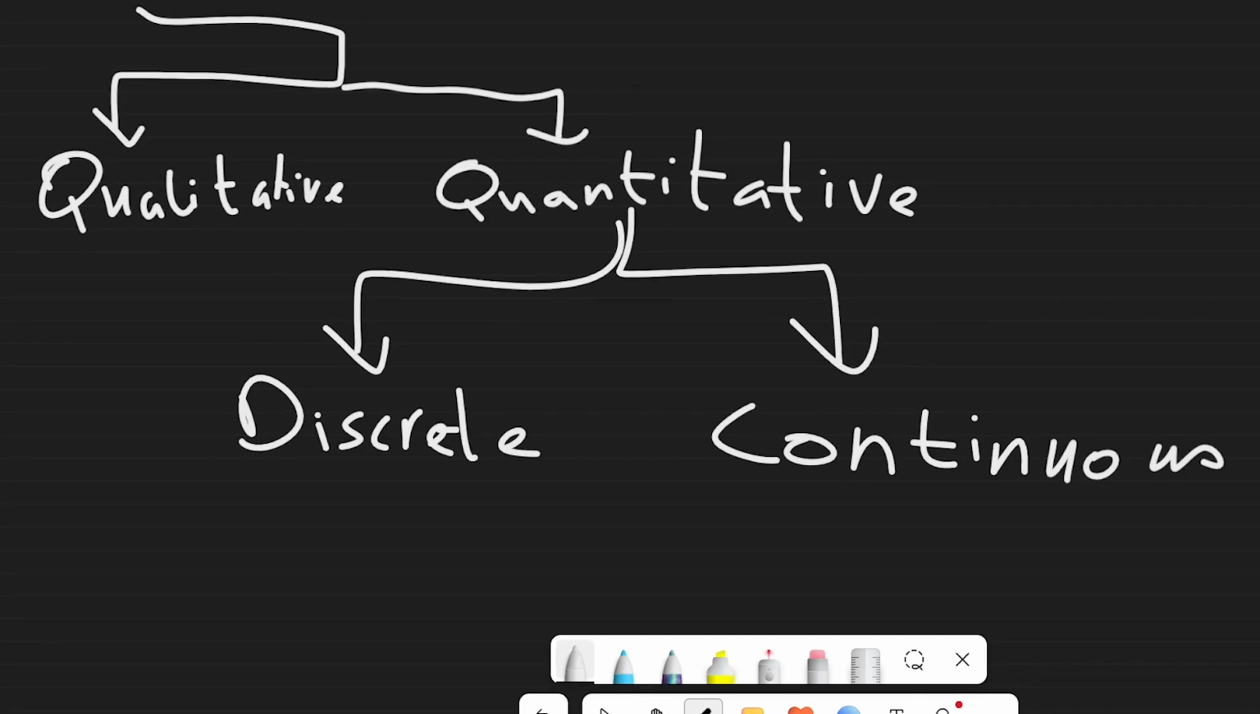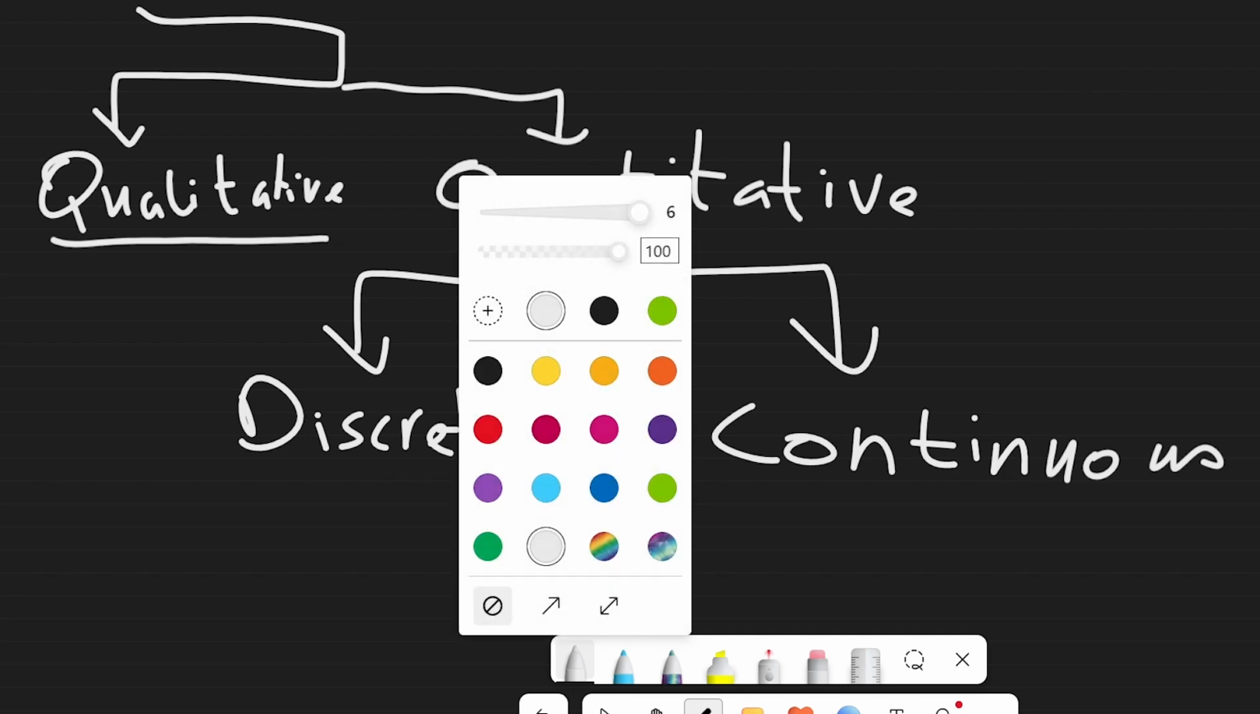Qualitative data means the non-numerical data, which can be anything like color or something that cannot be put into numbers, whereas quantitative data is the opposite, something that can be quantified. For example, the number of children in a class, it could be 4, 5, a number is attached, right? So that is quantitative data.